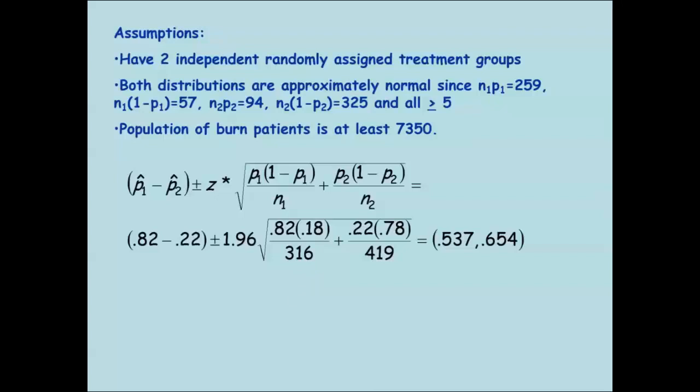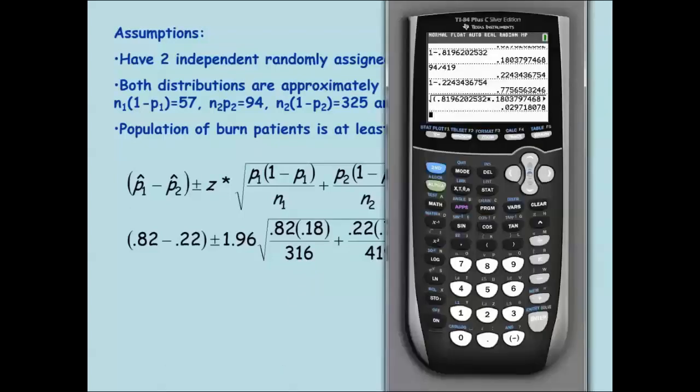So let me get my calculator out and kind of show you how we could do this. Let's see, so we want 0.82 minus 0.22 is 0.6, and I'm going to do this 1.96, which is that z-star for a 95% confidence interval, times that whole square root thing, but the square root thing we already calculated as 0.0297 blah blah blah. So I'm just going to add those together.